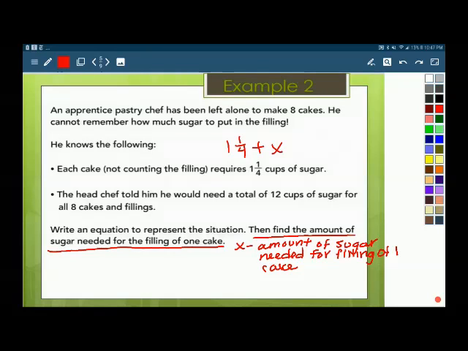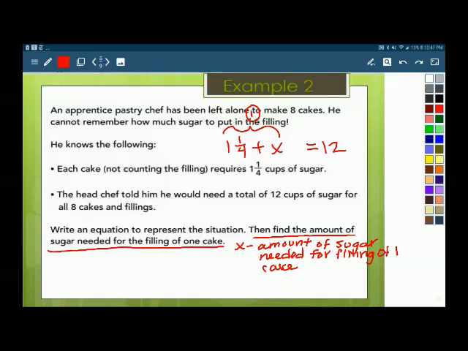Now, the second bullet point is telling us the head chef told him we need a total of 12 cups of sugar for all 8 cake fillings. So something's going to equal the 12 cups. Well, this here, that represented 1 cake.